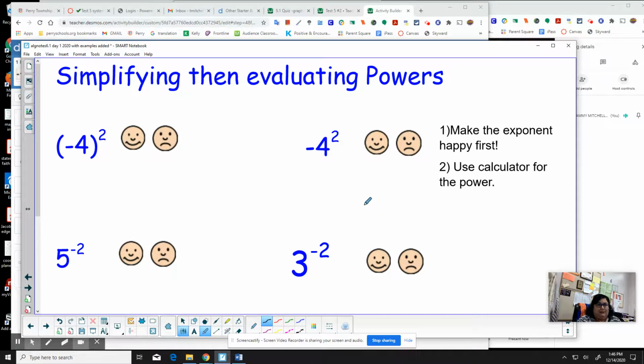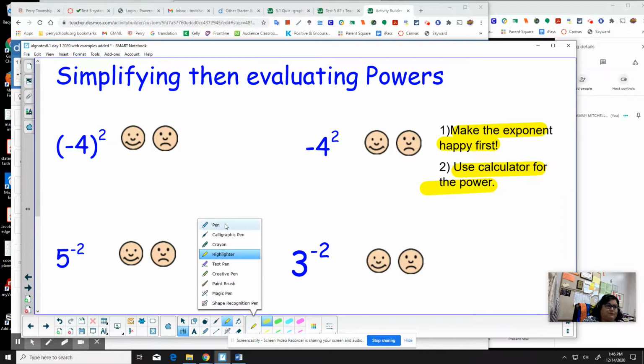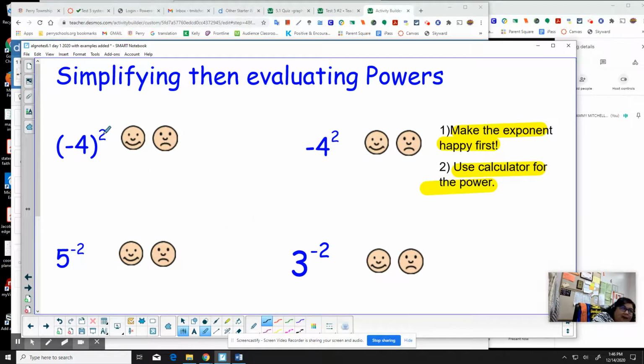All right, so let's decide. We're going to make the exponent happy first every time, and then use a calculator for the power. No decimals. All right, so here we go. So we've got a happy exponent. I don't need to highlight it. I can just go ahead and write out what it means. So negative 4 times negative 4 is 16.